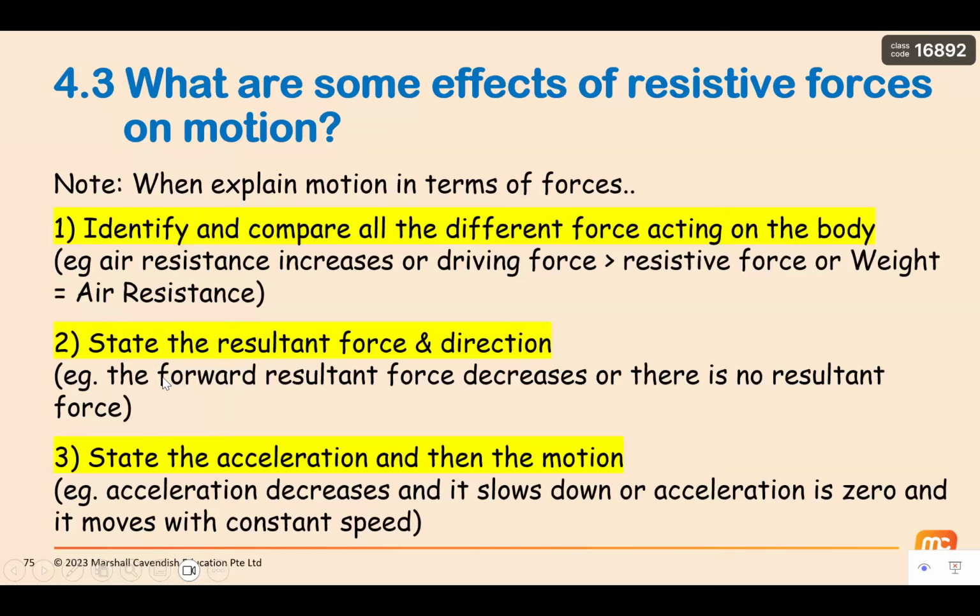And the third step, okay, you always link F equals ma. So with the resultant force given, you can link it to the acceleration. So you need to state the acceleration and therefore the motion in terms of the speed. For example, if the resultant force decreases, then the acceleration will also decrease, which means that it slows down. Or if the resultant force is 0, then the acceleration will be 0 and it will be moving with a constant speed. Okay, so these are always the 3 points for each section of the motion graph that you need to explain.